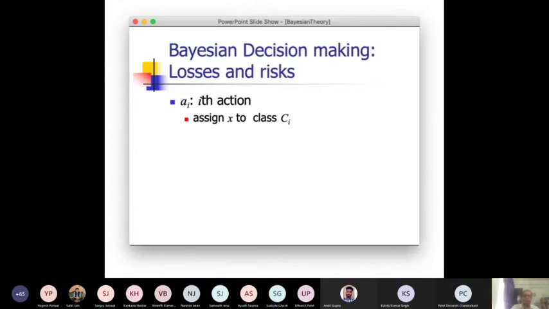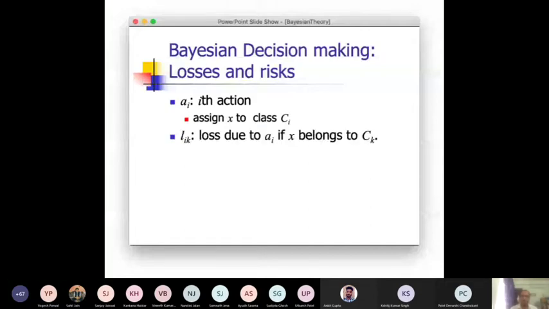Say we consider the action is assign X to class Ci. So that is what is the action. That means assignment is an action, and if there are say n classes, you have one of these possibilities. So there are n actions. So given a data, given an instance X, you would like to take one of these actions. Now, every action is associated with certain kind of loss.